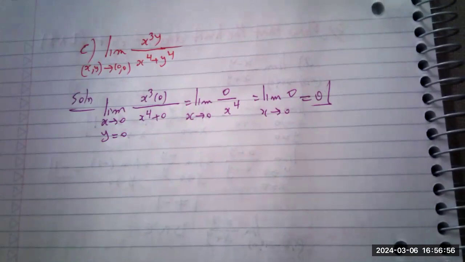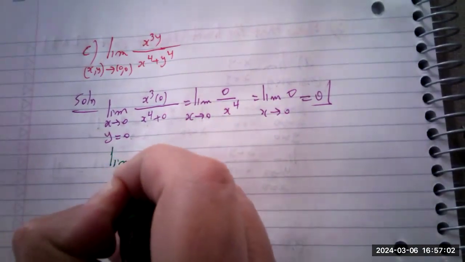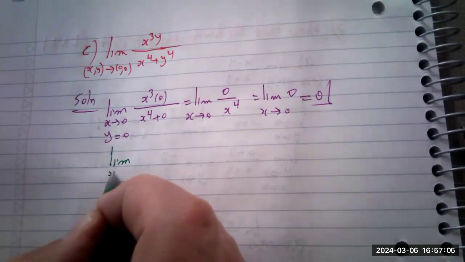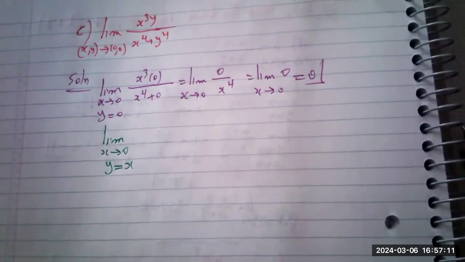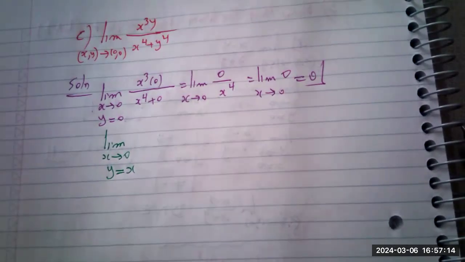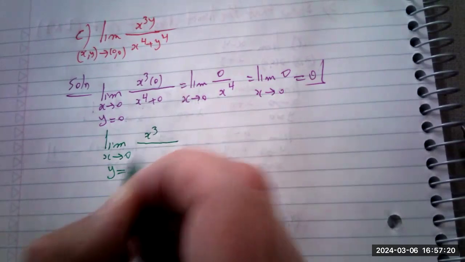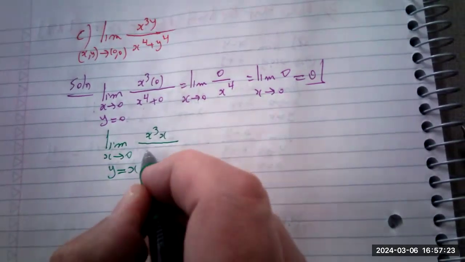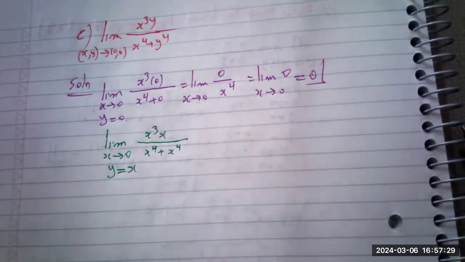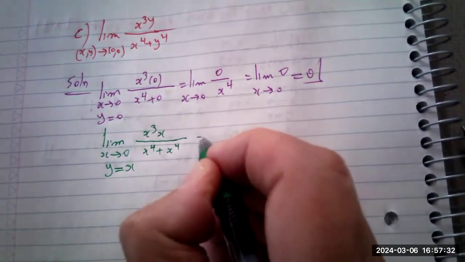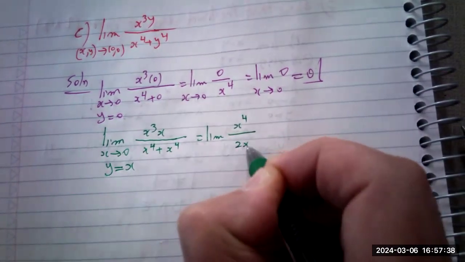Now the second one, as we talked about, must be the limit as x goes to 0, but y equal to x. We don't need any extra power, because we already have x to the 4th and y to the 4th. Go back, substitute. So that gives you x cubed times y. What is y? x. Over x to the 4th plus y to the 4th. What is y? x. x to the 4th. Simplify. So that gives you the top, x to the 4th. The bottom one, 2x to the 4th.